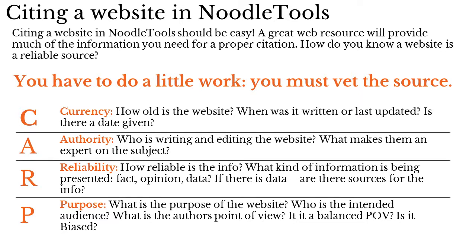Each letter in the word CARP stands for an area of evaluation you should make note of when looking at websites. C stands for currency. How old is the website? When was it written or last updated? Is there even a date given? A stands for authority. Who's writing or editing this website? What makes them an expert? R is reliability. How reliable is the info? What kind of information is being presented? Fact, opinion, data? If there is data, are there sources and citations for that information?